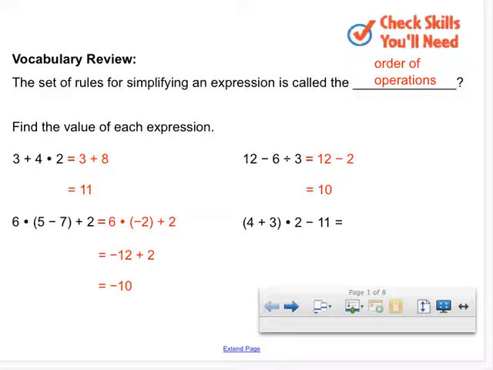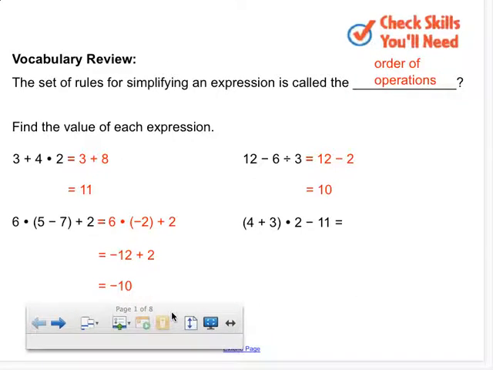Kimberly, go ahead. So first you have to do what's in the parentheses. So 4 plus 3 is 7. Okay, very good. So we took care of the parentheses first. And then after that you have to do +7 times +2. Very good. +14. So we have +14 and we have a -11 left over. That would be +3. Very good. +3. Any questions about the warm-up? We're good? All right.